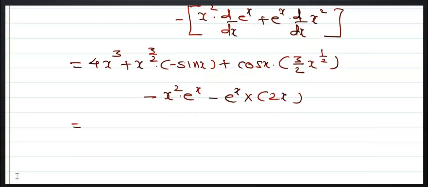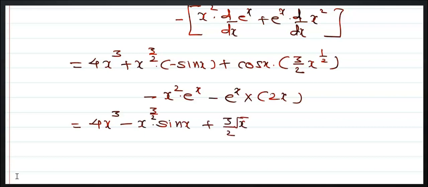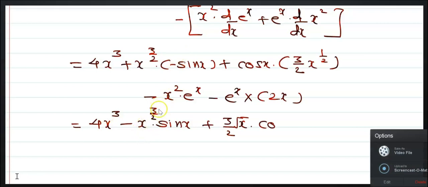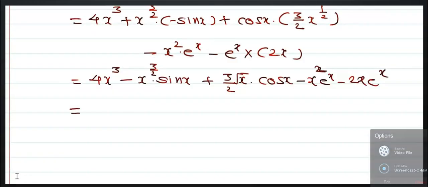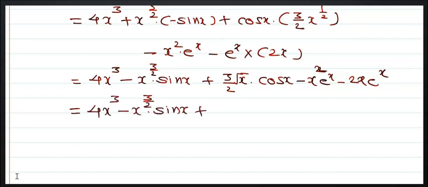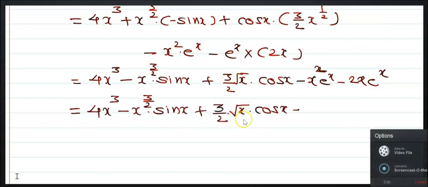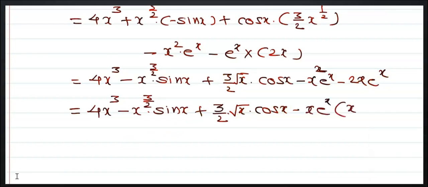Now the normal simplification. 4x cube minus x raised to 3 by 2 into sin x plus 3 root x upon 2 cos x minus x square e raised to x minus 2x e raised to x. That is 4x cube minus x raised to 3 by 2 sin x plus 3 by 2 root x cos x, and from these two as well we can take something common, that is x into e raised to x in bracket x plus 2, bracket complete, and this is the final answer.